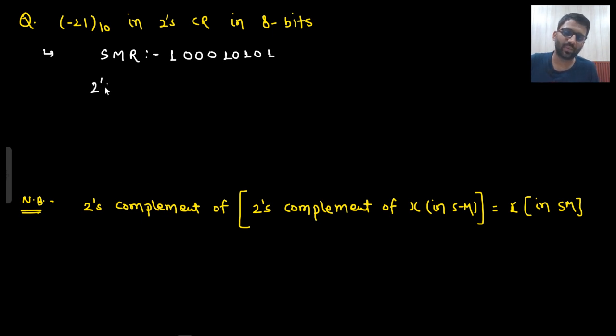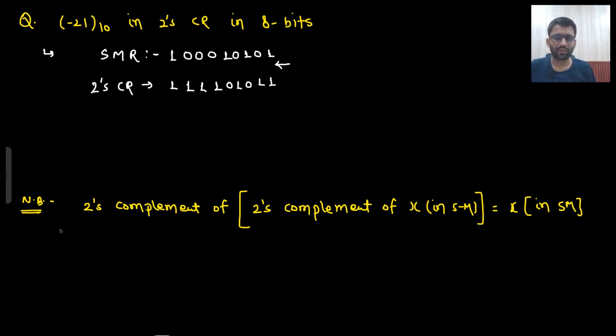Now I need to take 2's complement representation. So this bit as it is, I will start from here. Just as I started, I got 1. So complement of all these numbers I will take. That's it. I started from here. Just as I got 1 complement of each number I am taking. 0 will be 1, 0 will be 1, 0 will be 1, 1 will be 0.